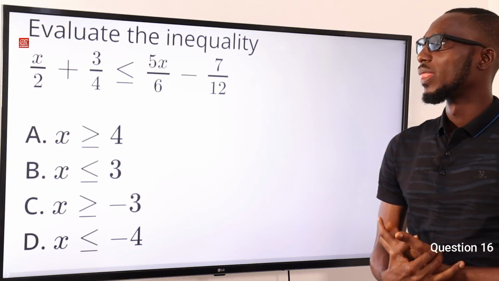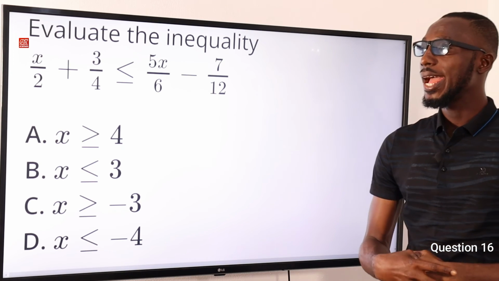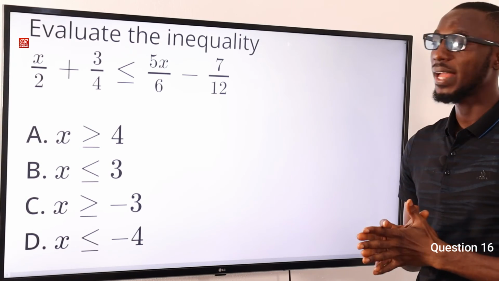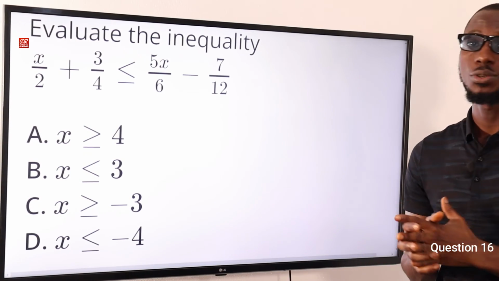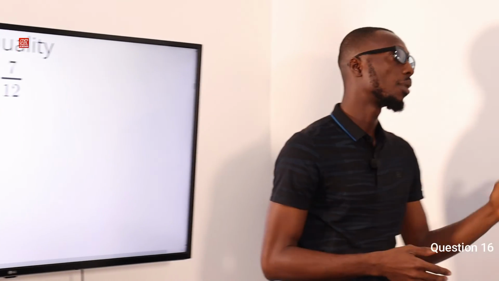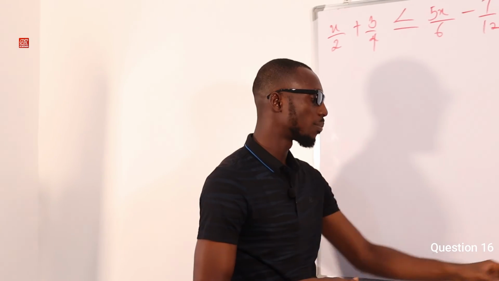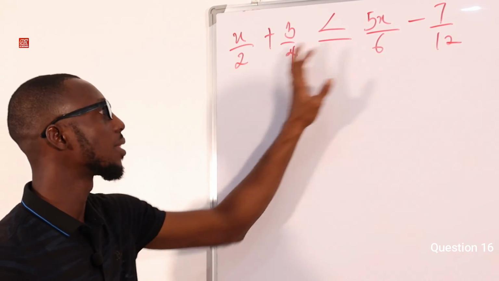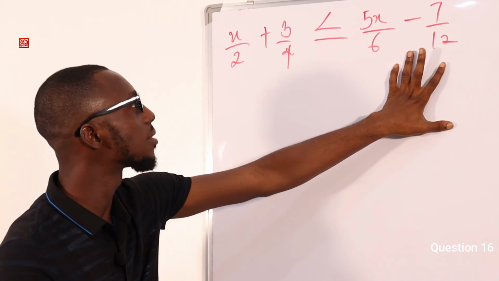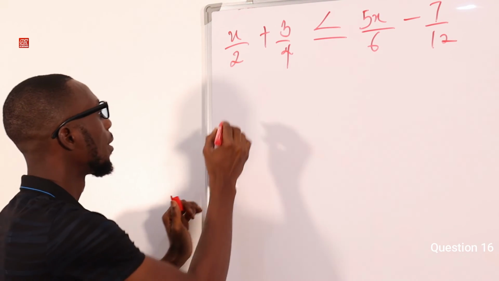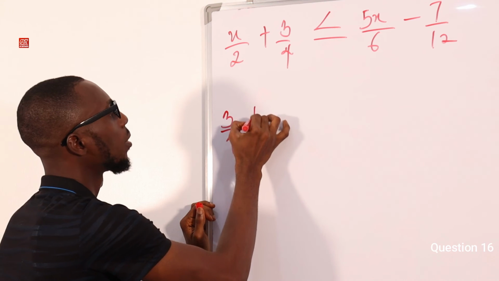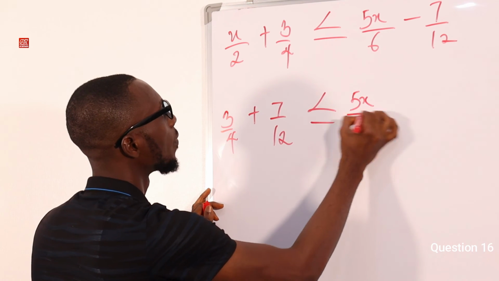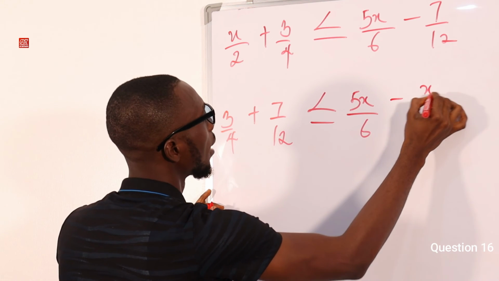Question 16. Evaluate the inequality x plus 2 plus 3 over 4 less than or equals to 5x over 6 minus 7 over 12. So at first we have the question written out on our whiteboard. So this is what we do. We can collect like terms. I can bring this here, and I can send this to this side. So I can have 3 over 4 plus 7 over 12. Then we have 5x over 6 minus x over 2.